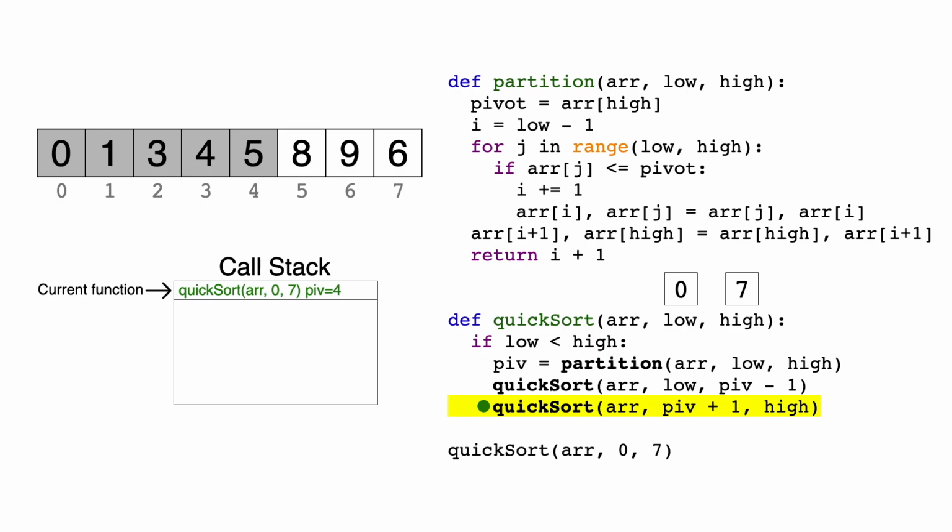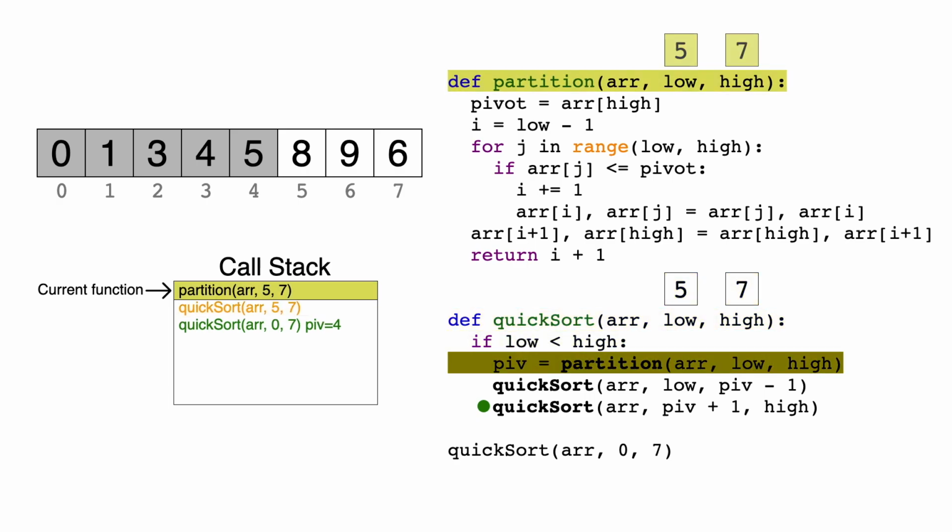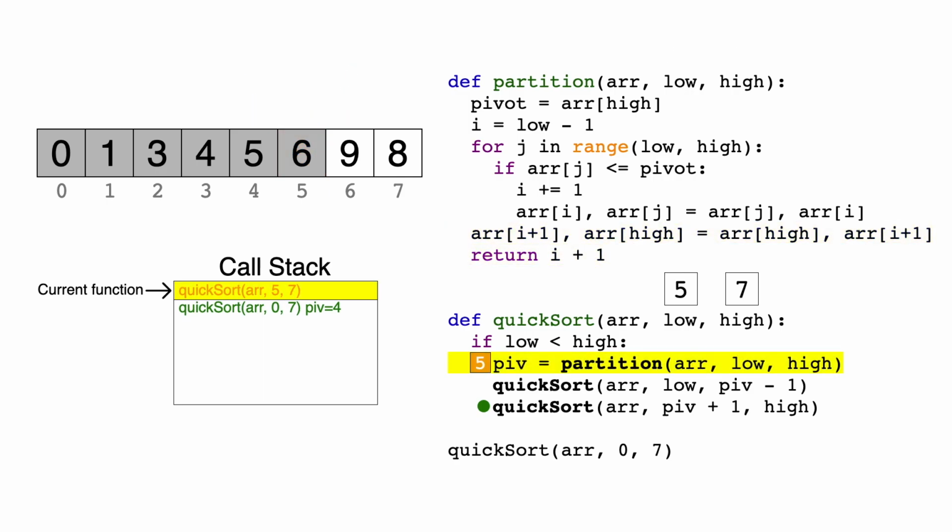Piv equals 4, so we'll pass in 5 as low and 7 as high. 5 is less than 7, so let's call partition. 6 will be the pivot, low is 5, which means that i will start at index 4 and j will start at index 5. 8 is greater than 6, so we move on. 9 is also greater than 6, so we're done comparing and we just swap 8 and 6. i plus 1 equals 5, so piv equals 5.